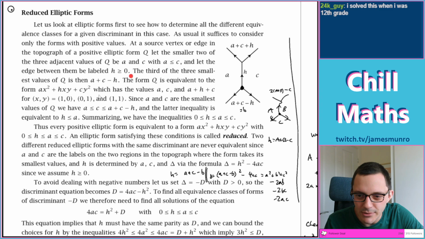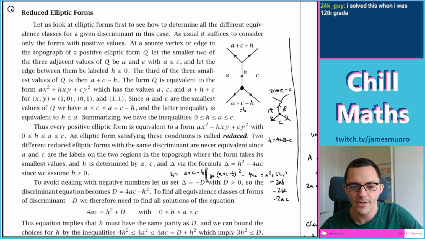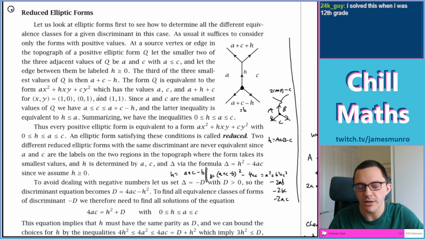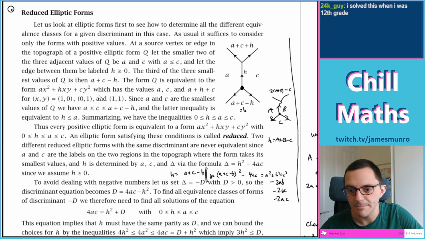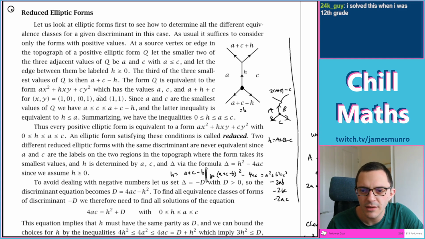Edge between them is labelled like this. Why is H positive? Why not? You can label them in either direction. Also, this idea that it's increasing as you move away. Yep, I think we're taking one where we're moving outwards. Okay. A third of the values is like this. I would call this B, and the idea is that we've taken this to be the largest one.